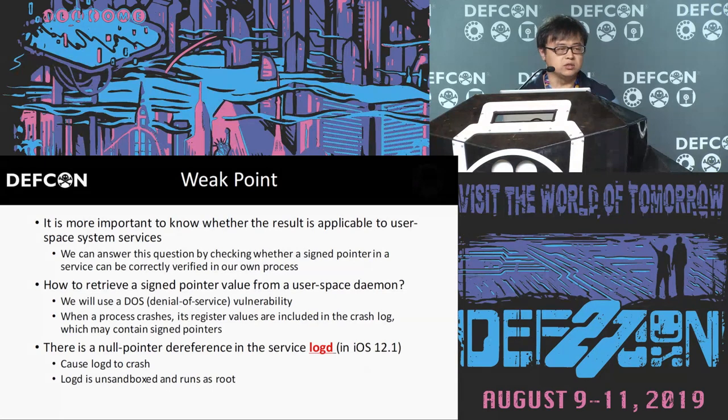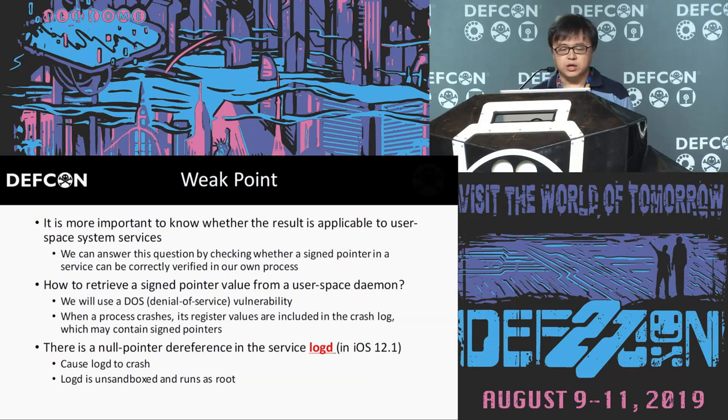But it is more important to know whether the result is also true for user space system daemons. We did the experiments on our own developed programs, but we should know whether it is true for system daemons. We can answer this question by checking whether a signed pointer from a service can be correctly verified in our own program. So how to retrieve a signed pointer from a user space daemon or system service? Here, we use a denial of service vulnerability on a system service to retrieve a signed pointer.